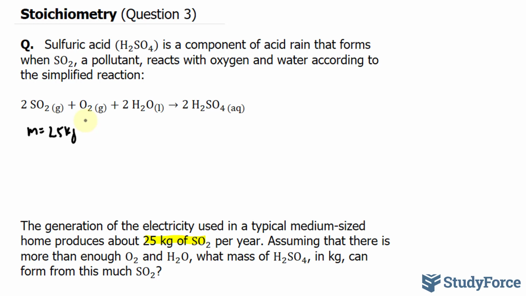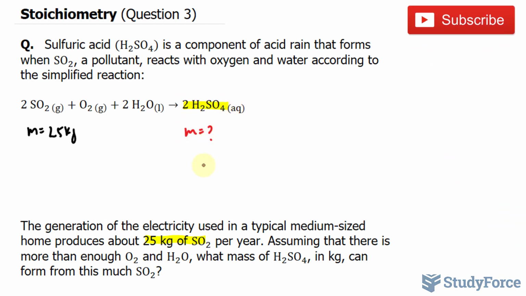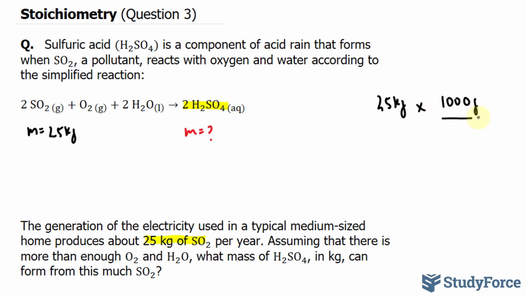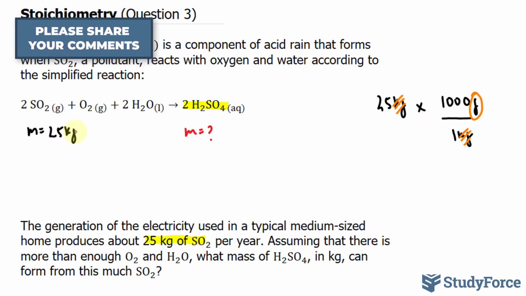Also, they are asking us to find the mass in kilograms of this. So we're looking for the mass of this chemical. Let's first convert 25 kilograms into grams. That's not hard to do. 25 kilograms times 1,000 grams per 1 kilogram. This is the conversion ratio that allows you to go from kilograms to grams and vice versa. Notice that if I multiply kilograms by this conversion ratio, the kg unit cancels out and we're left with only grams. So 25 times 1,000 is 25,000.